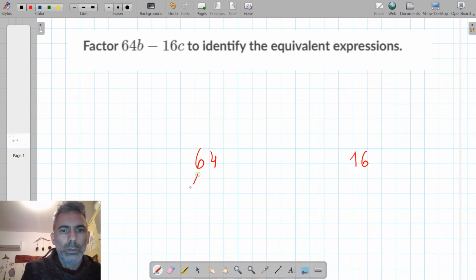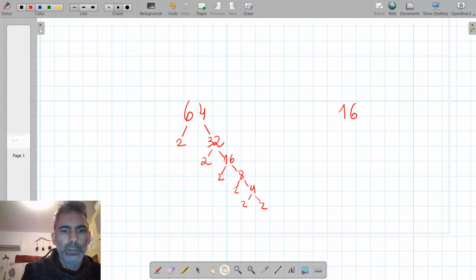Let's break it down. Okay, so 64 is 2 and 32. 32 is 2 and 16. 16 is 2 and 8. 8 is 2 and 4. 4 is 2 and 2. So plenty of 2's here. Let's see how many. So we have 2 times 2 times 2 times 2 times 2 times 2. 1, 2, 3, 4, 5, 6 times.